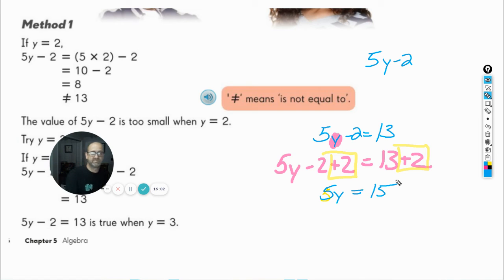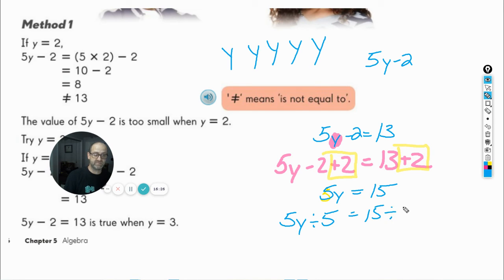The next thing I need to do is try and isolate this y. Well, I've got 5 times y. If I'm multiplying something by y, how do I get rid of that extra number? Well, 5y divided by 5. But remember, I have to do it to both sides, so I do 15 divided by 5. And then 5y divided by 5 is y. 15 divided by 5 is 3.